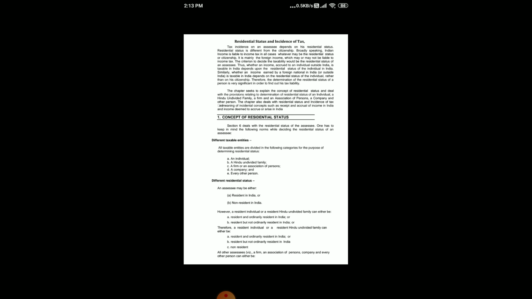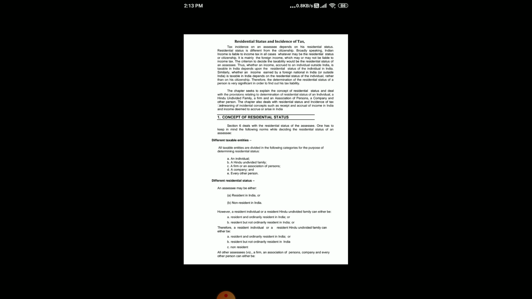A resident individual or a resident Hindu undivided family can be either resident and ordinarily resident, or resident but not ordinarily resident in India. He can be of two types. First is resident and ordinarily resident in India, and second is resident but not ordinarily resident in India. Either way, that person will be treated as a resident.